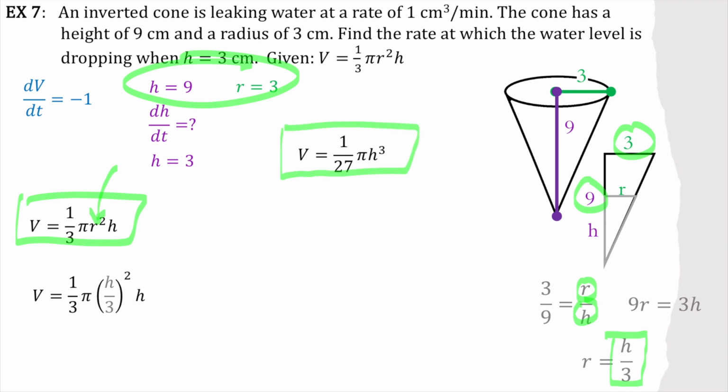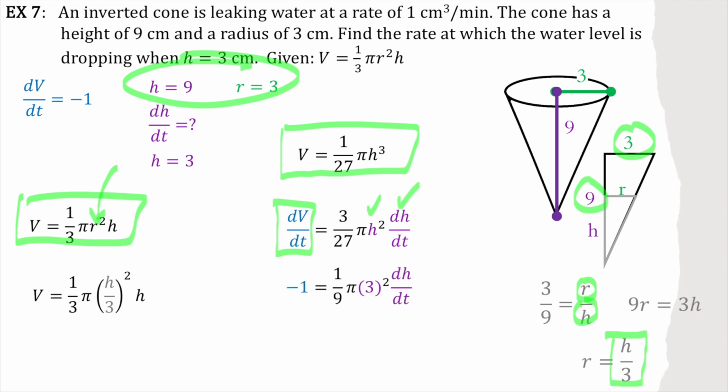There's no r. So now let's see what happens. We'll take the derivative with respect to time of both sides, and when we do, we have dV/dt, we have h, and we're looking for dH/dt. So we'll plug in what we know. That 1/9 and the 3 squared, those are going to cancel each other out. We can isolate dH/dt to be -1 over pi. We did it! We just need a label. So this is the height, that's 1 dimension, so we'll have centimeters per minute.